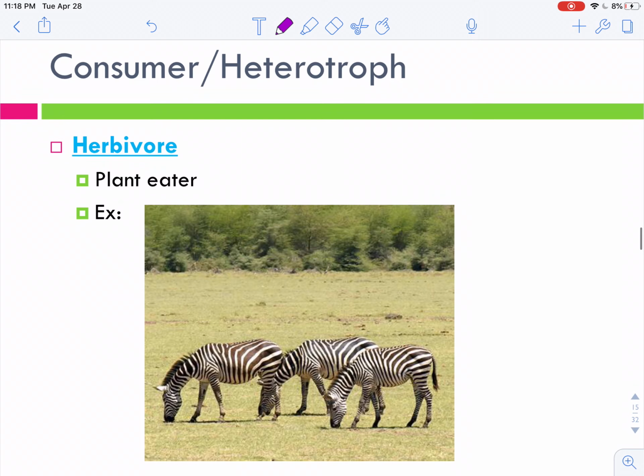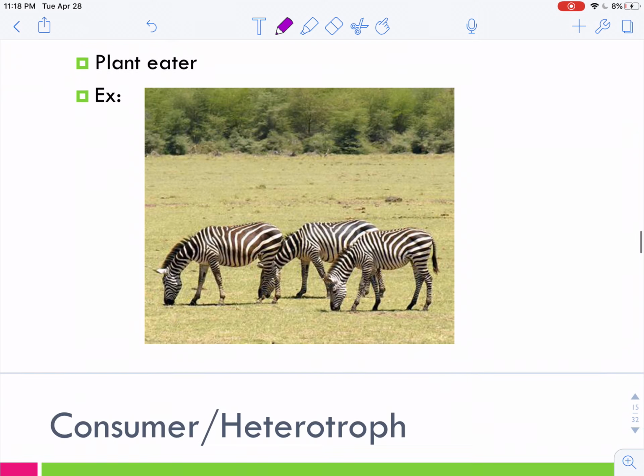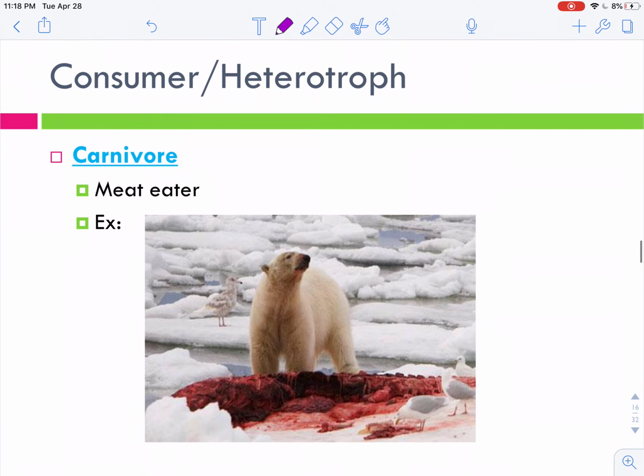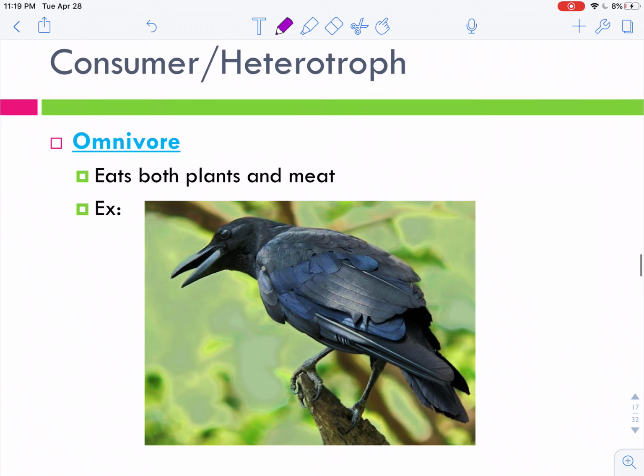There are different kinds of consumers. An herbivore is the kind of consumer that only eats plants. A carnivore is the kind of consumer that only eats meat. And an omnivore is the kind of consumer that eats both plants and meat. So it doesn't eat one or the other. It can eat both.